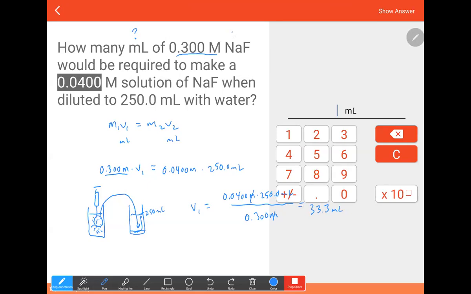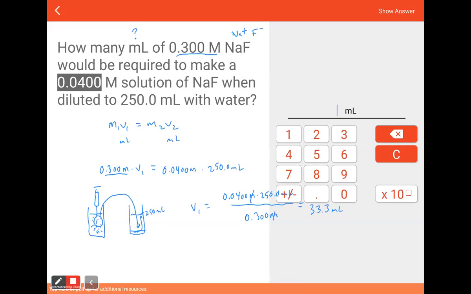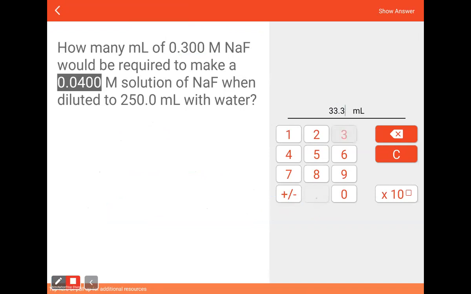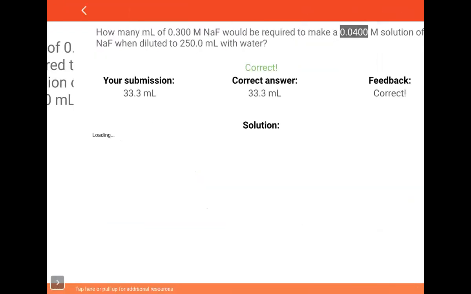And again, we got another ionic one here, Na plus, F minus. So when it's in solution, it will be in its ion form and not as its lattice structure. Okay, so let's put in our 33.3. Now this might be different for you because that number is grayed out. And there we go.